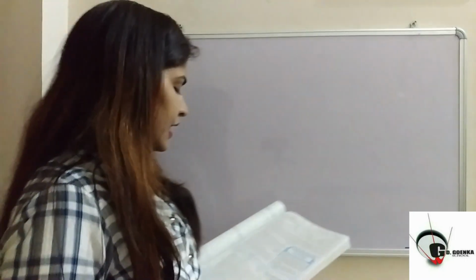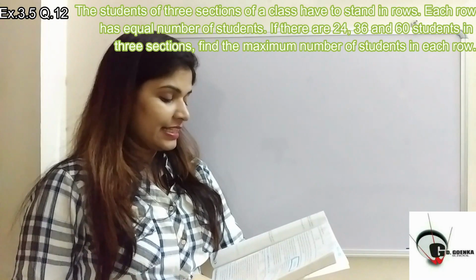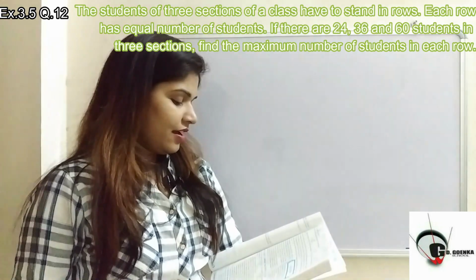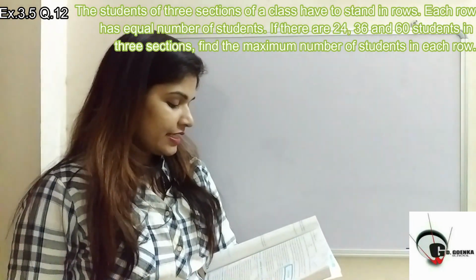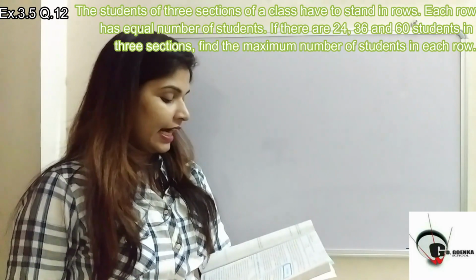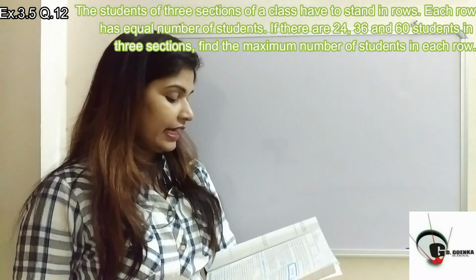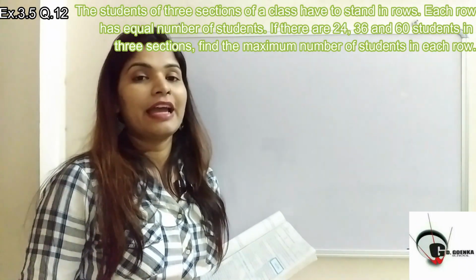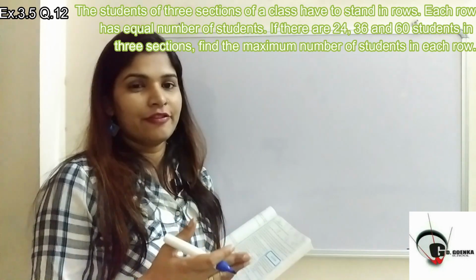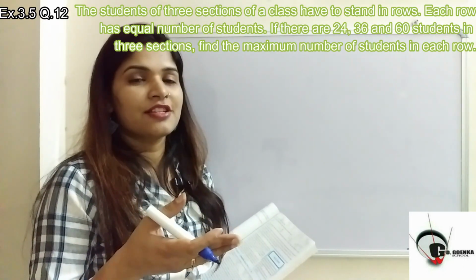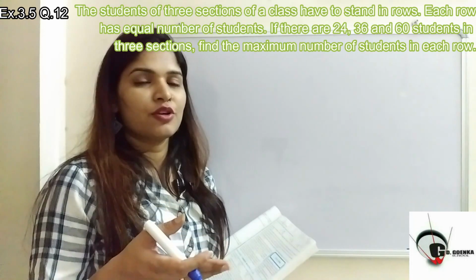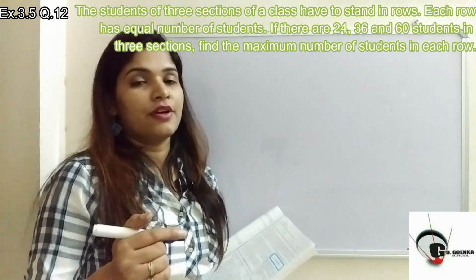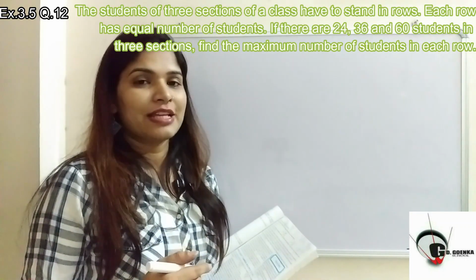The twelfth one. The students of each of 3 sections of a class have to stand in rows like we stand in the assemblies. Each row has an equal number of students. If there are 24, 36 and 60 students in the 3 sections, find the maximum number of students in each row. You can apply this question in your school assembly as well, if some sections have larger numbers of students and some have fewer, to arrange them in rows of equal number of students.